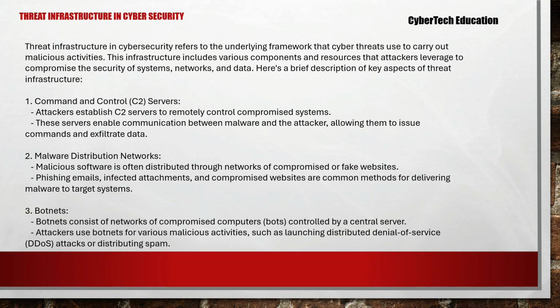One is the command and control server. When we discuss the infrastructure of cybersecurity, one is the command and control server. Attackers establish a C2 server to remotely control compromised systems. This server enables communication between malware and the attacker, allowing them to issue commands and exfiltrate data. That's the main perspective of the command and control server.